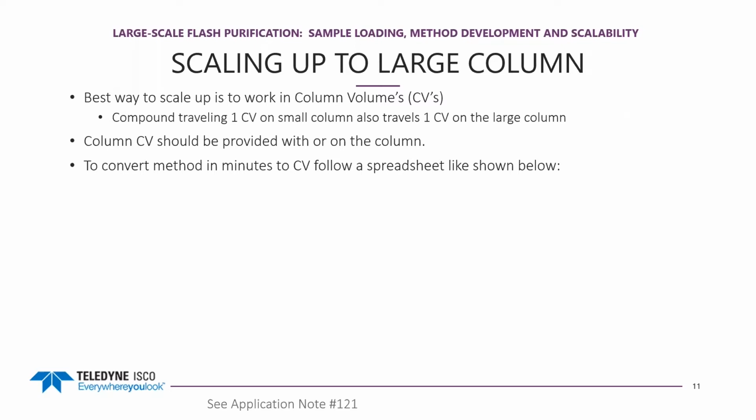The best way to do this is really to work in column volumes. Essentially, a compound traveling 1 CV on a small column is also going to travel 1 CV on the large column. The column CVs are provided on the label on the column, so you can always find that information there, or in our REDISEP brochure. And then we would convert the method to minutes, or if the method was in minutes, we would convert that to CVs and then follow a spreadsheet like shown below.